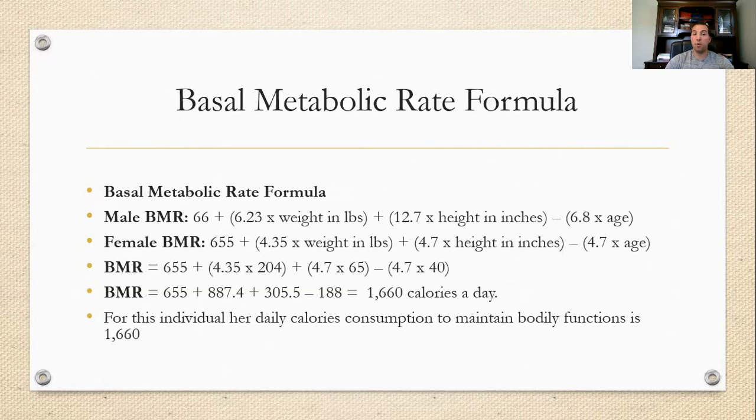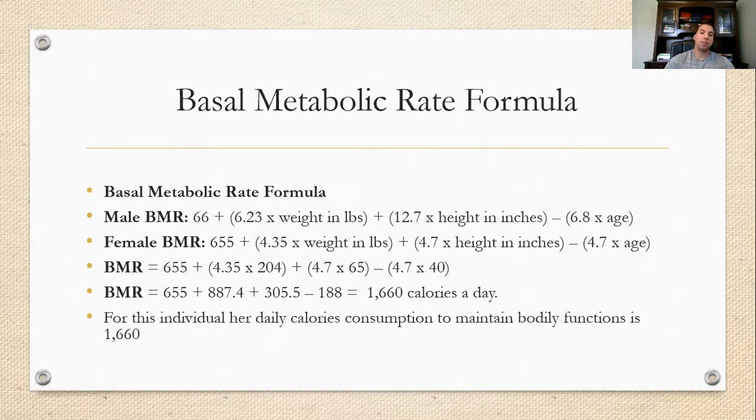And here are the two formulas. The basal metabolic rate formula for males and females differs a little bit. You can see how the two formulas differ. In this example we're using the female one. So it's 655, plus 4.35 times the weight, plus 4.7 times the height in inches, which is going to be 65. The weight is 204. And then we subtract 4.7 times the age.